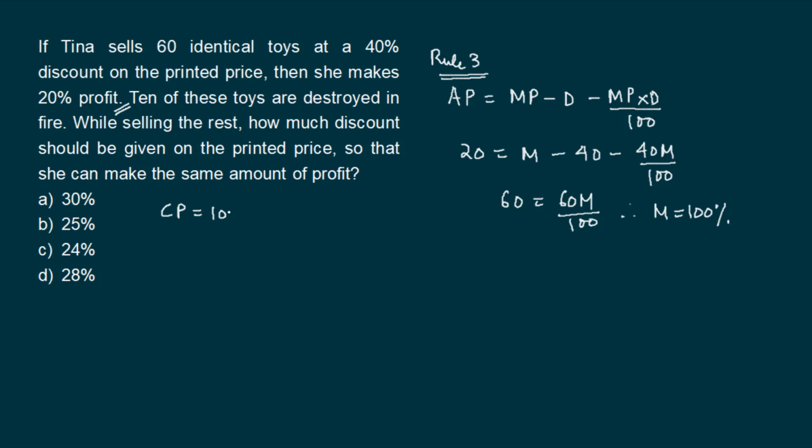So let me assume CP is 100. Then retail price or the marked price is 100 plus 100, that is 200.